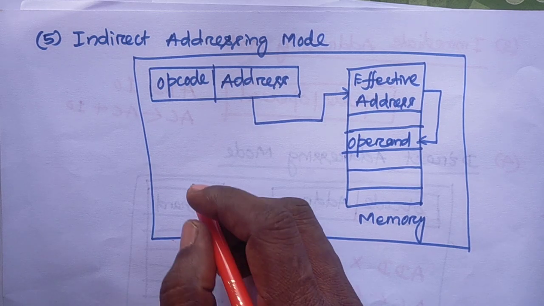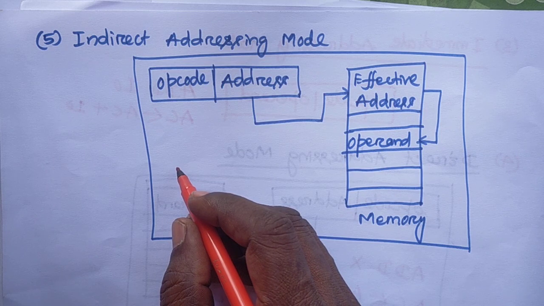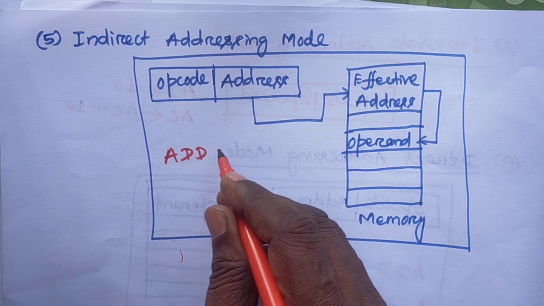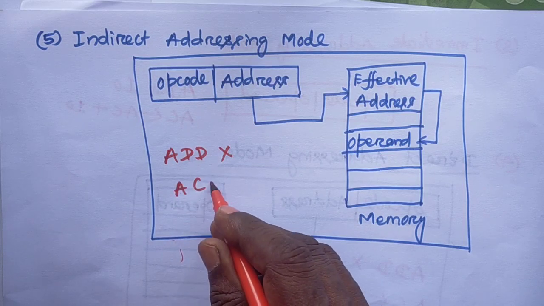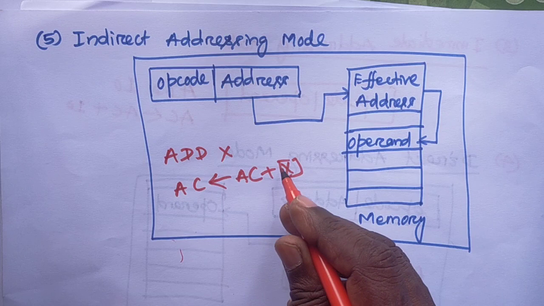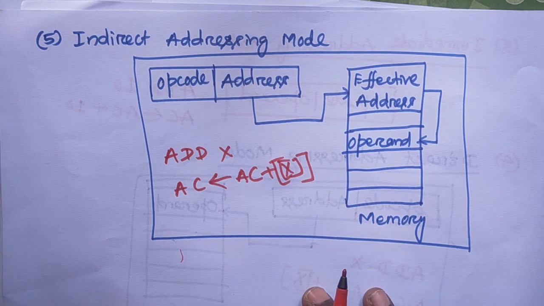In this case, we can take the same example: add x. Similarly, AC is defined as AC plus x. You see, the previous direct case is a single reference; here it is a double reference.